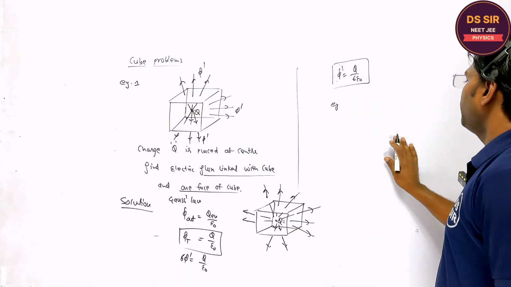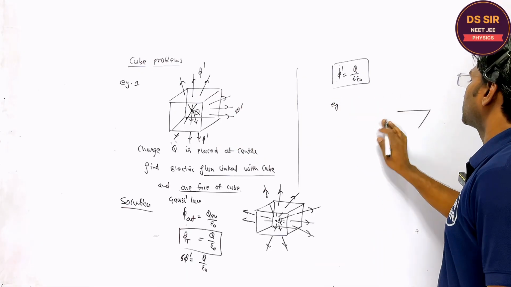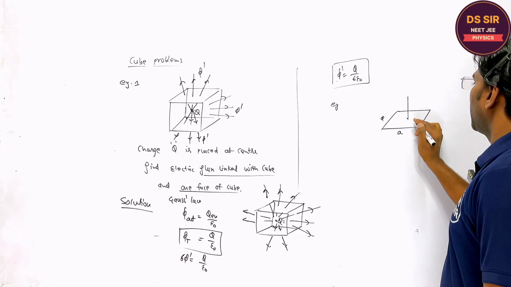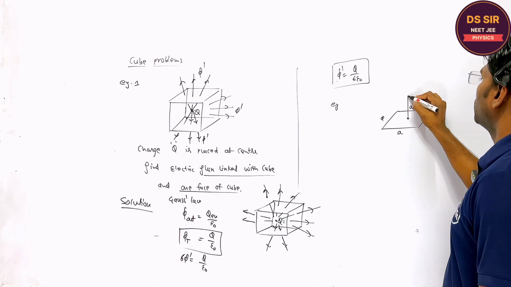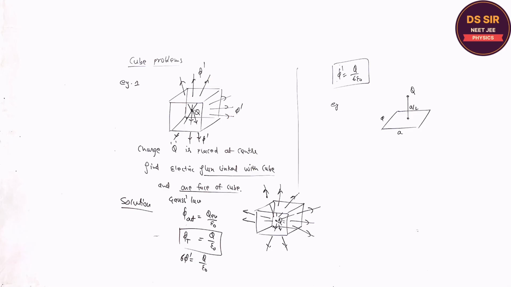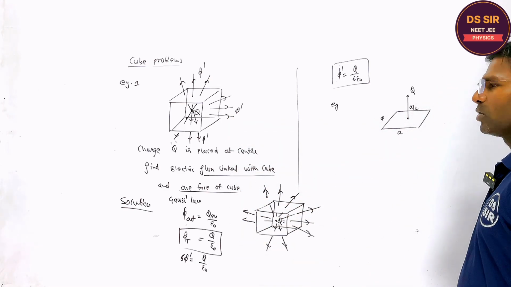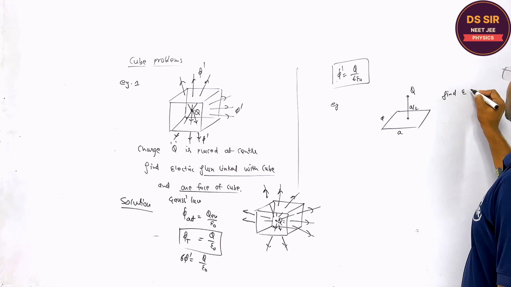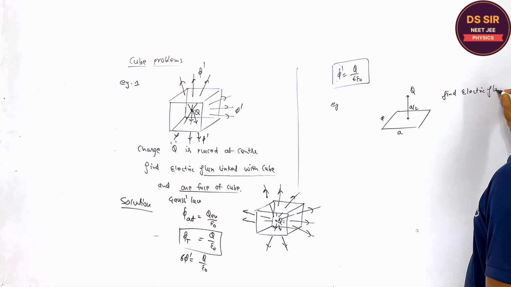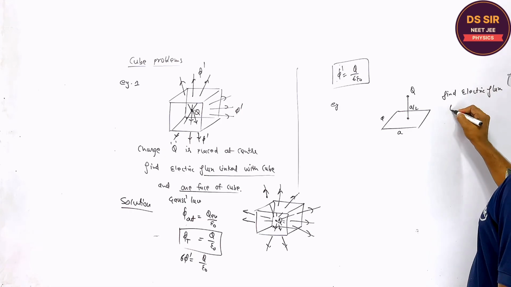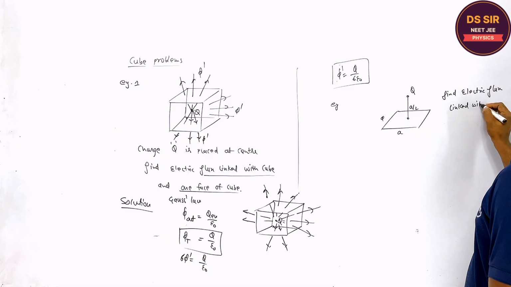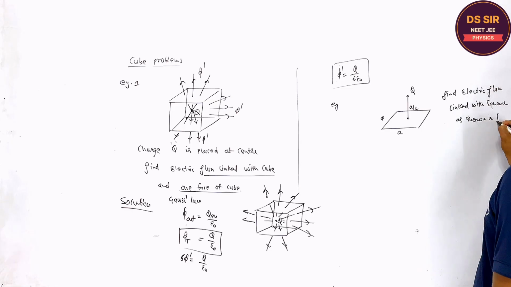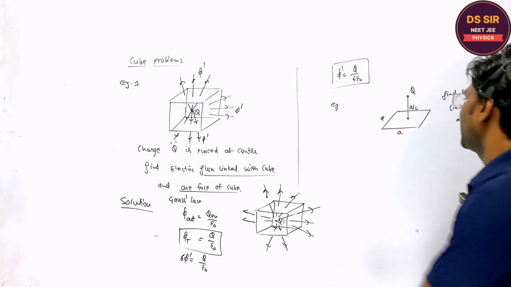For example, they will give a face like this. This is the square of side A, and above the square at distance a by 2, the charge Q is placed. They will not directly ask this type of question in this way; they can ask in a different way. So you have to find the electric flux linked with the square as shown in the figure, right? So how to find this electric flux, please tell.